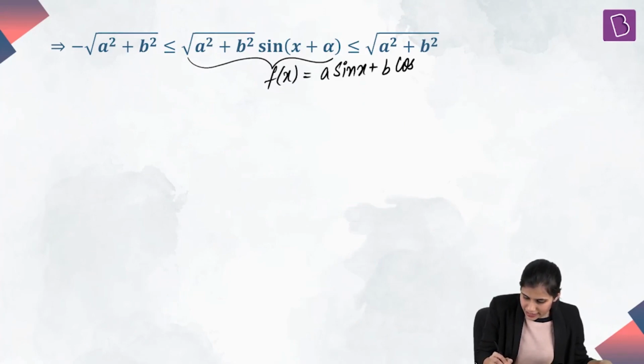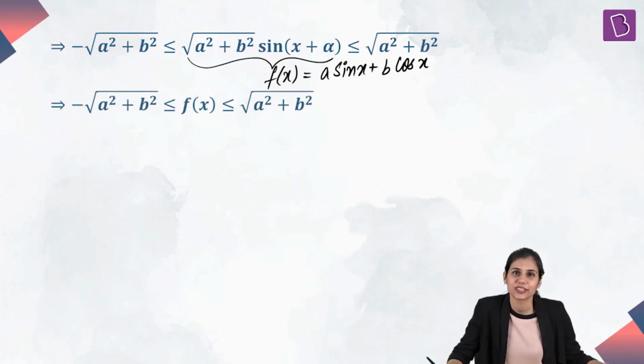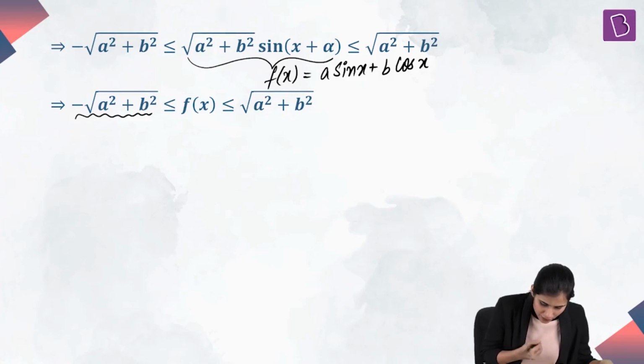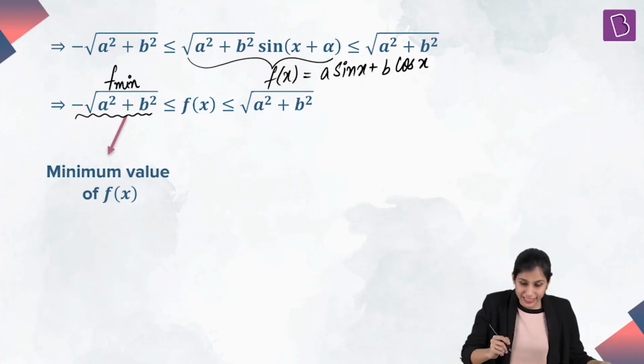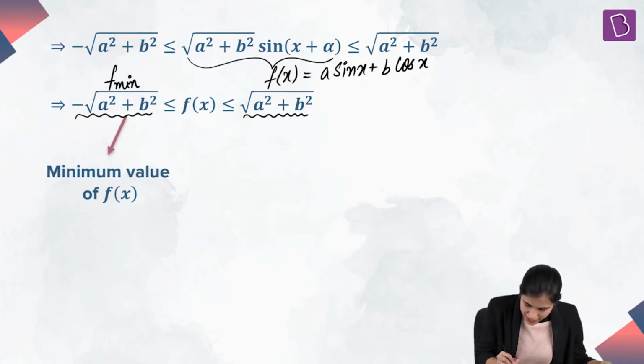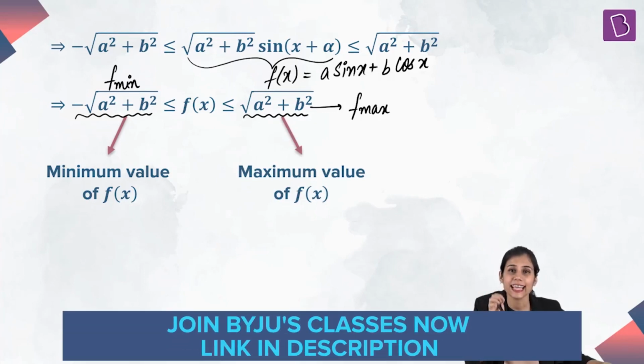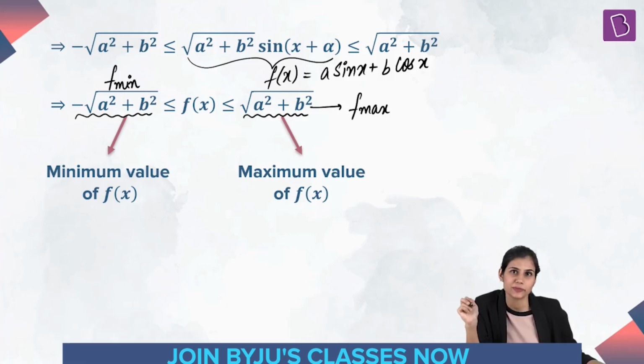plus b cos x. So what are you getting actually? You are getting that f of x is at least equal to this. So this is the minimum value of f of x. And you're also getting that f of x is at most equal to this. So this is the maximum value of f of x. Understood? Always remember, a sin x plus b cos x is sandwiched between minus under root a square plus b square and plus under root a square plus b square.